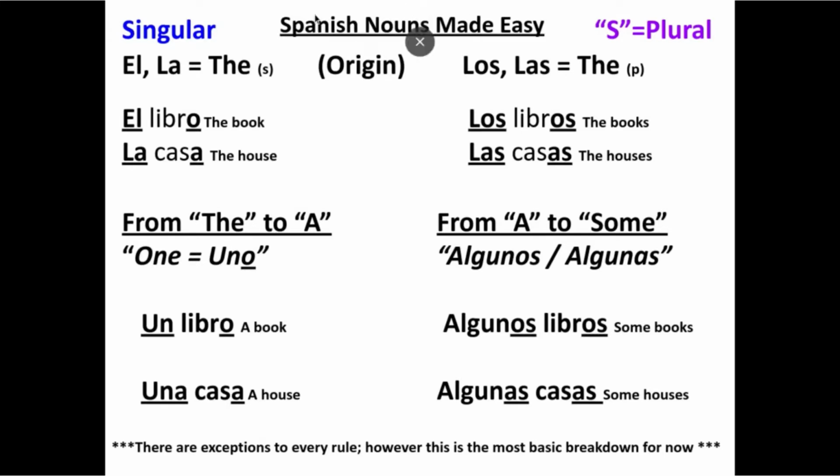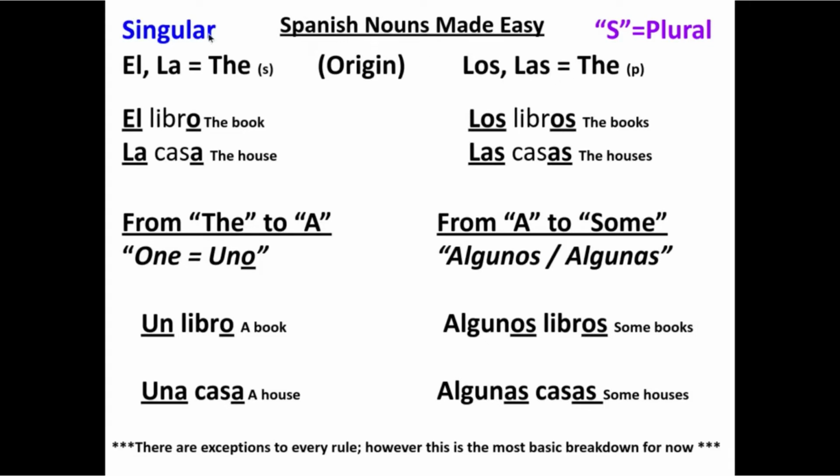So now we have the origin, the word the, and the word the is expressed 4 different ways in Spanish. On the singular side, we have the word el equal to the word the. We have the word la equal to the word the. Making it plural, we have el becoming los equal to the word the. We have la becoming las equal to the word the. So by adding the letter S, it becomes the plural.